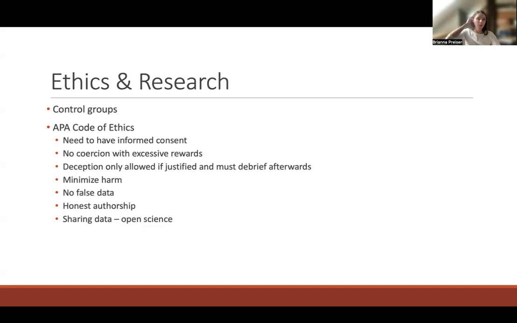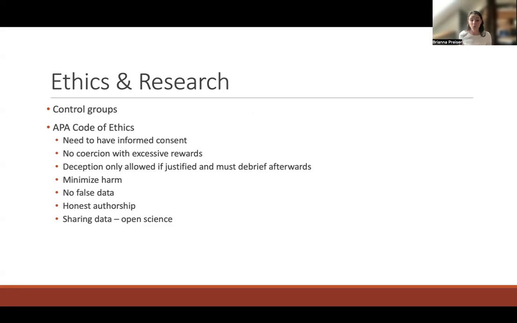All right, then the last thing that we're going to go over for this lecture is ethics in research. So, touching briefly on the ethics of research in clinical psychology. Clinical psychology researchers do adhere to ethical standards when they're conducting research.